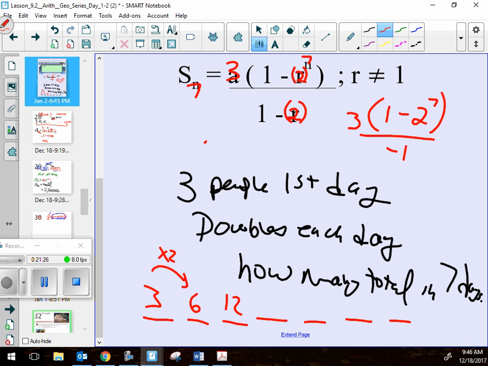Now 2 to the 7th, I know up to 2 to the 5th is 32, so let's see if I can do it from there. 2 to the 6th would be 64. 2 to the 7th is 128, is that right? Somebody verify that? Okay, good. 1 minus 128 would be -127. The negatives are going to cancel. So it's 3 times 127. So let's see if I can do that the rest of the way in my head. 360, plus 21. 381, is that right?